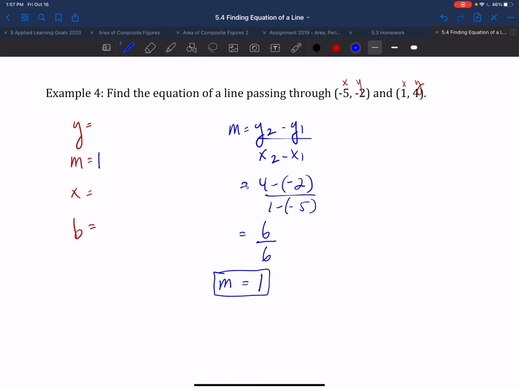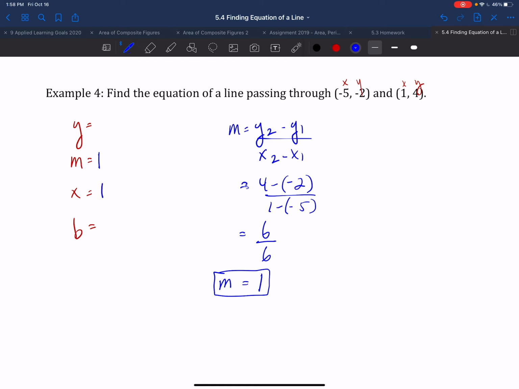I still don't know b. But because I have these two coordinates, negative 5, negative 2 and 1, 4, I know that both of those points are on the line. So if they're both on the line, that means I can use those as my x and y. I just need to pick one of the points. It doesn't matter which one. So I just take the one that looks simpler, like 1, 4 looks pretty simple.